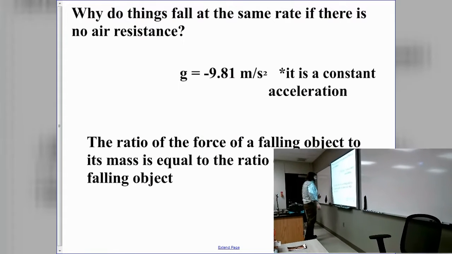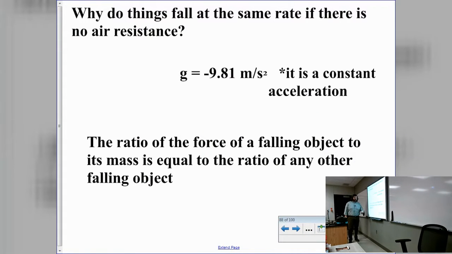So I know we've talked about free-falling objects in previous lessons, previous units even, and we talked about how it's when an object is falling under only the influence of gravity. But we haven't really talked about what is going on with those forces or why they're all falling at the same rate. Again, that constant rate of acceleration of gravity of negative 9.81 if we're on the Earth.